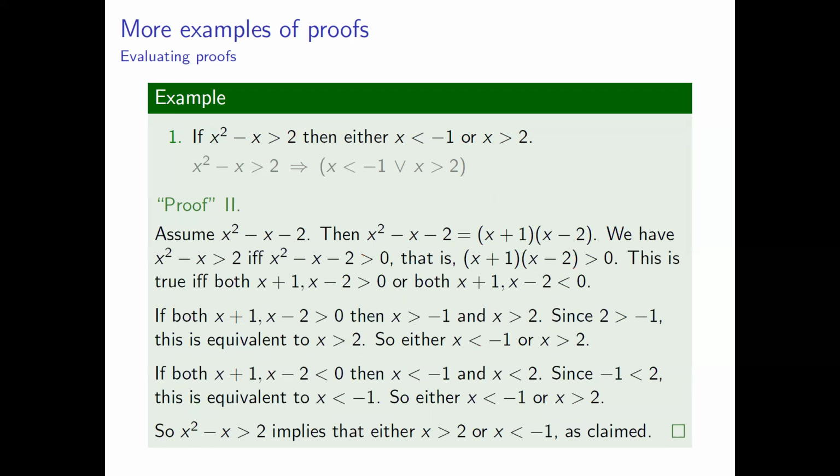Let us now consider another proof of the same claim. Pause the video now and read the proof carefully. Assuming that you have read the proof, let us now begin our analysis.